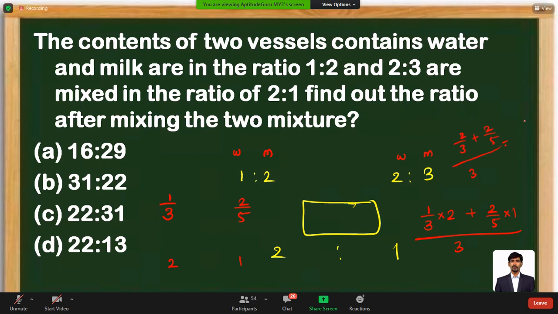So it gives a result. It's going to be 15: 3 fives are 15, 5 twos are 10, 5 threes are 15, 3 twos are 6. This gives a result of 16 by 45. So that means water will be 16, and the leftover is 45 minus 16, which is 29. So 16 is to 29 will give the answer. Mark it as option A.